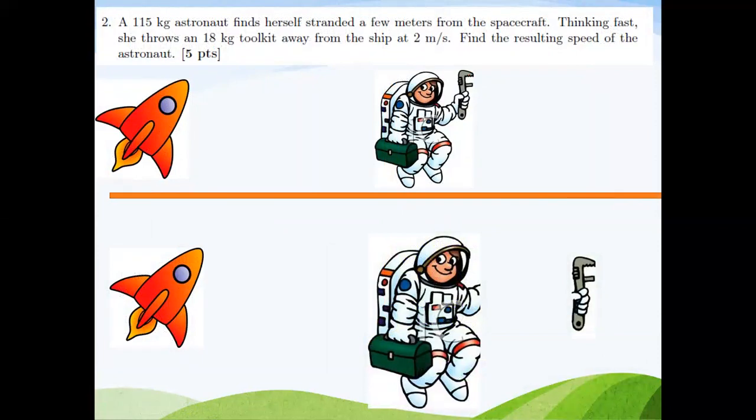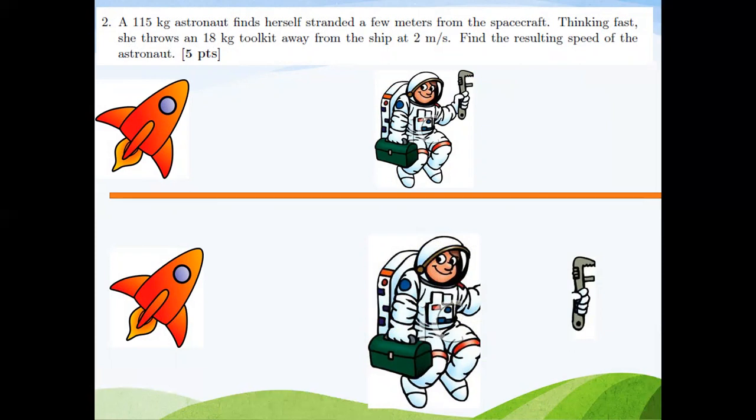So here, a 150 kilogram astronaut found himself standing a few meters from the spacecraft. So he's at rest, right? So he's not moving, but he wanted to travel towards the spacecraft, right? So thinking fast, she throws an 18 kilogram toolkit away from the ship at 2 meters per second. Find the resulting speed of the astronaut.